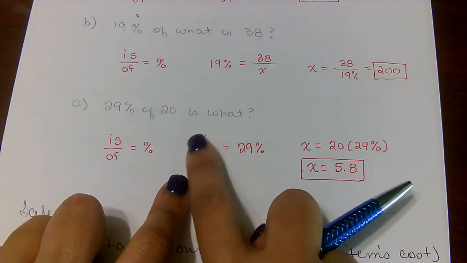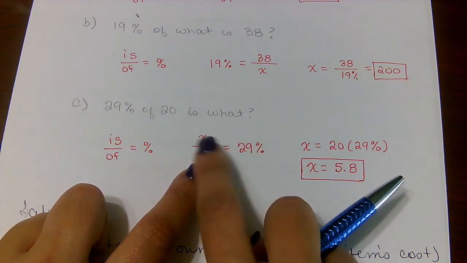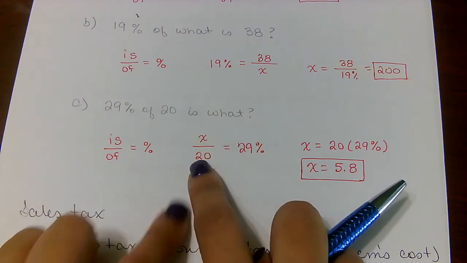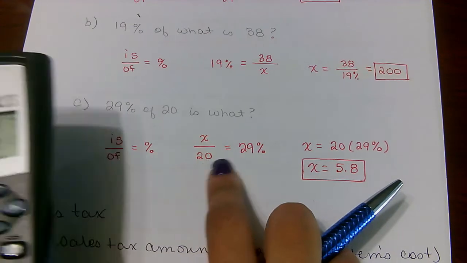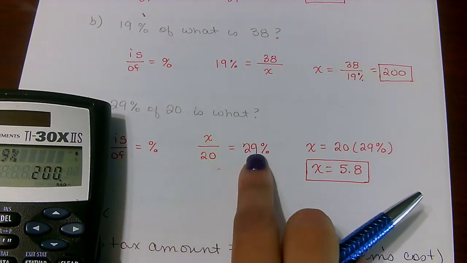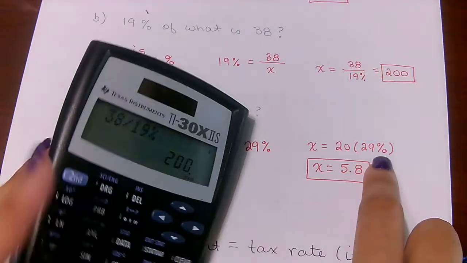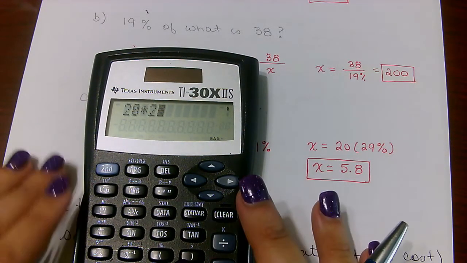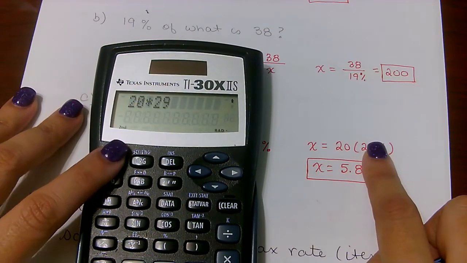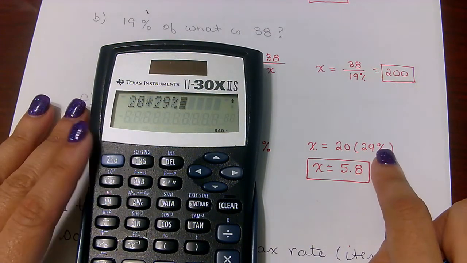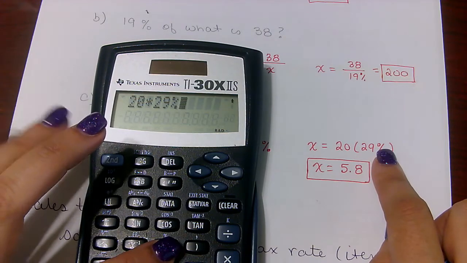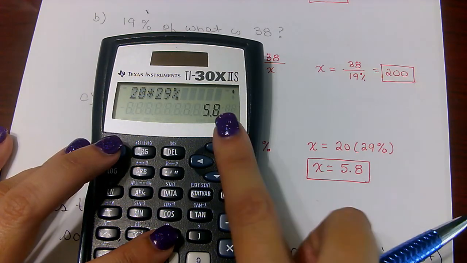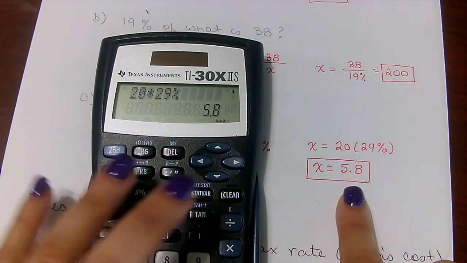When you have a situation like this where our variable is in the numerator, all we're going to do is multiply these two across. So I'm going to do 20 times 29%. Let's go ahead and do that here. 20 times 29. Don't forget to include that percent sign. If you don't have a calculator that has the percent sign, make sure to change that to a decimal. Press enter. I get x is going to be 5.8.